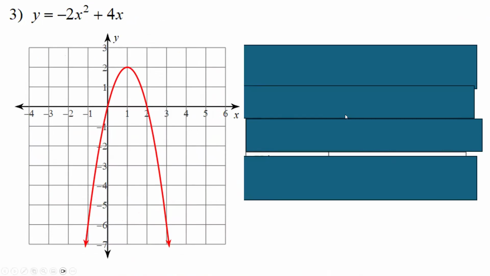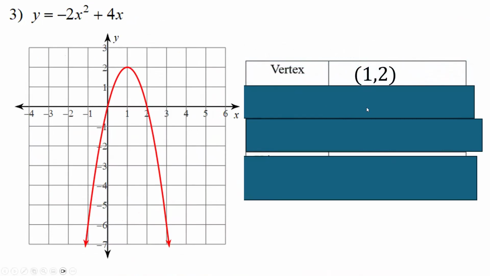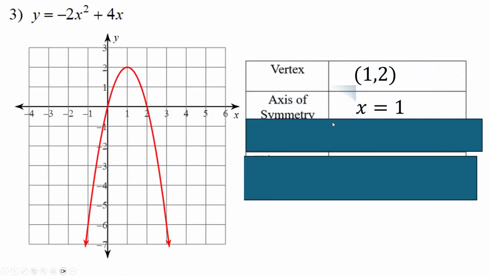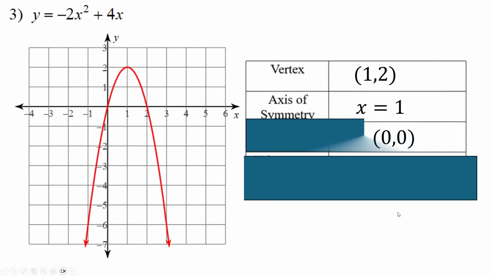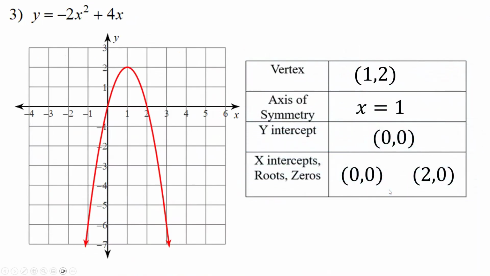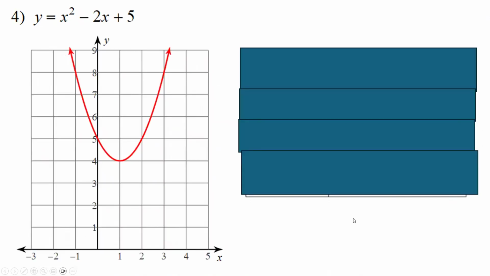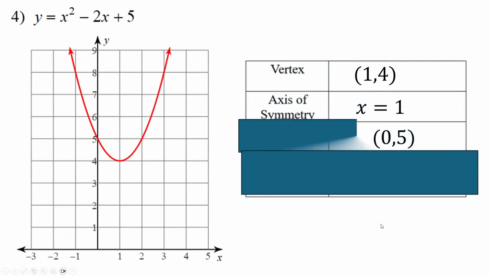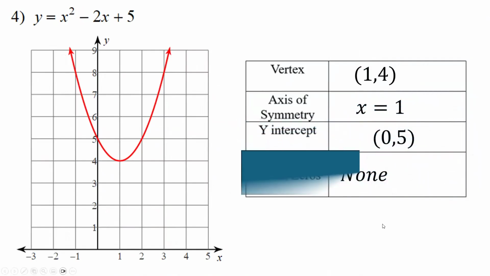Here we go. In 3, 2, 1, you would have a vertex of 1, 2, an axis of symmetry of x equal 1, a y-intercept of 0, 0, and 2 x-intercepts, 0, 0, and 2, 0. One more. Go ahead, pause the video. In 3, 2, 1, vertex 1, 4, x equal 1, 0, 5, and none.